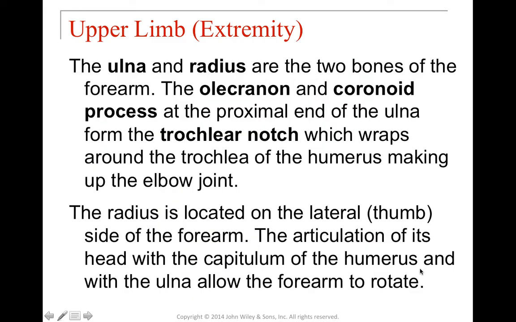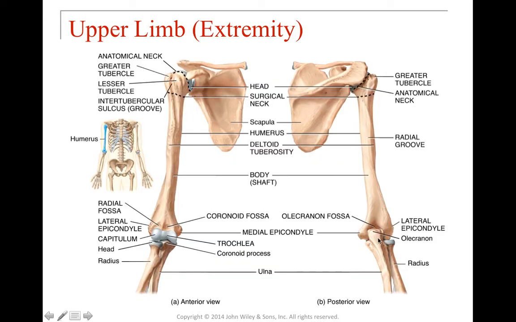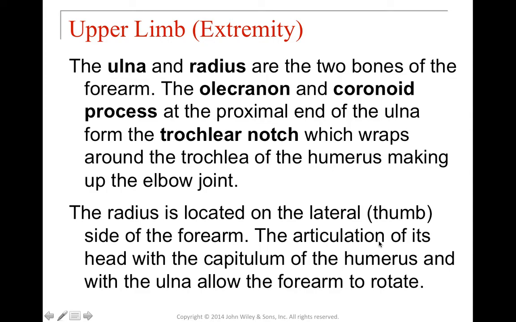All right, so again, the ulna and the radius are the bones of the forearm, and we have regions of these bones called the olecranon and the coronoid process of the ulna, and the olecranon and the coronoid process of the ulna are going to form what we call the trochlear notch, and that wraps around the trochlea of the humerus, and that makes up the entire elbow joint here. So like I mentioned, it's going to wrap around and make up what we call the elbow joint.